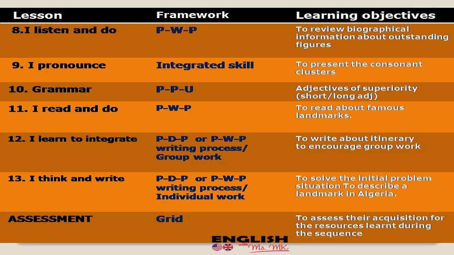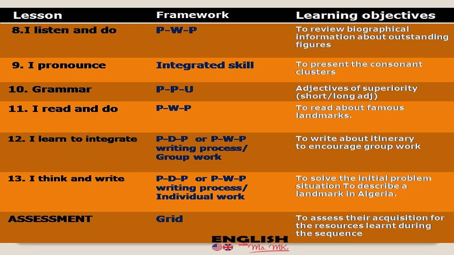Then you have I read and do. Here you are free if you want to present 1 or 2 texts. You are really free. Then after I read and do, we have I learn to integrate, which follows written process. Here to write about an itinerary to encourage the group work. And I think and write, it is an individual work to solve the situation which has been presented at the beginning of the sequence, which is the initial situation. So they are asked to describe a landmark in Algeria.